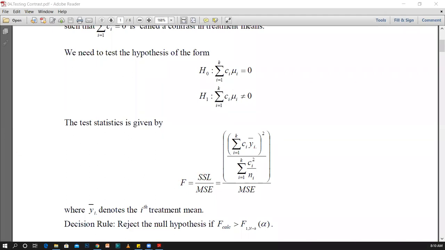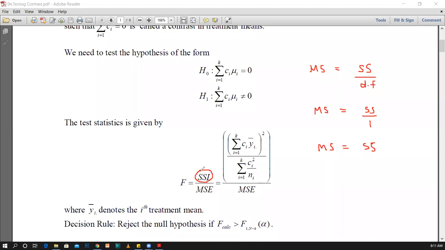Therefore, now think about MS. So far we have defined MS as SS divided by the degrees of freedom. Now what will happen if the degrees of freedom equals 1? Then MS equals SS divided by 1. Therefore, you can simply say that MS equals SS. Therefore, if the degrees of freedom equals 1, then the mean square value and the sum of squares are equal. Based on that concept, we can use the SSL here.